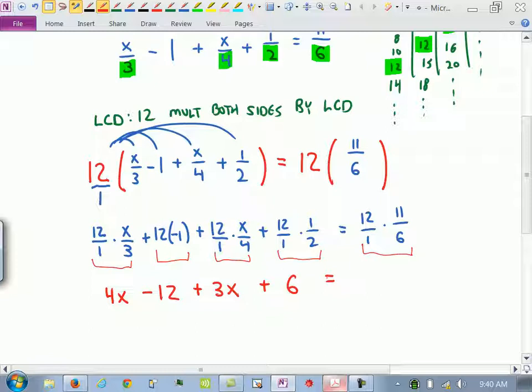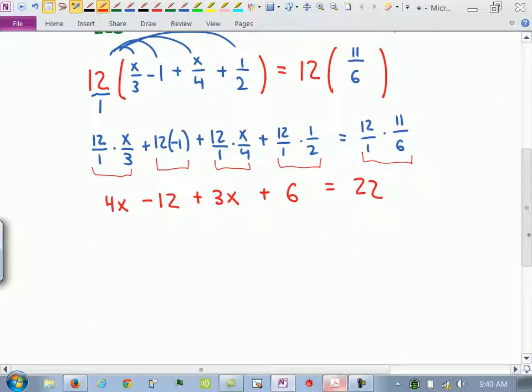And then we still have an 11 there. So the 12 over 6 will turn into a 2, right? And then times 11 will be 22. All right, now what we have is a linear equation with no fractions, which is what we wanted. And if you do your LCD right, you should never have a fraction after this step. You should be ready to go. So what's the next thing that we do?